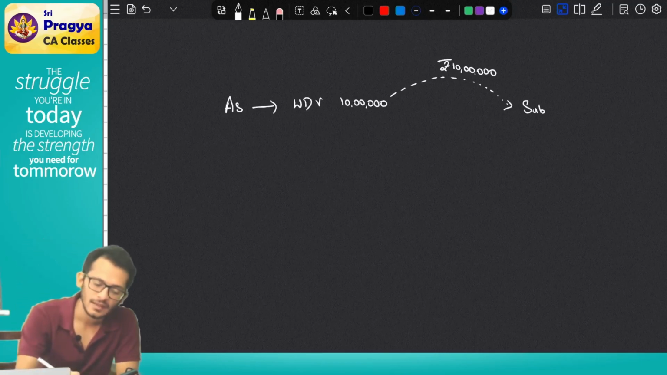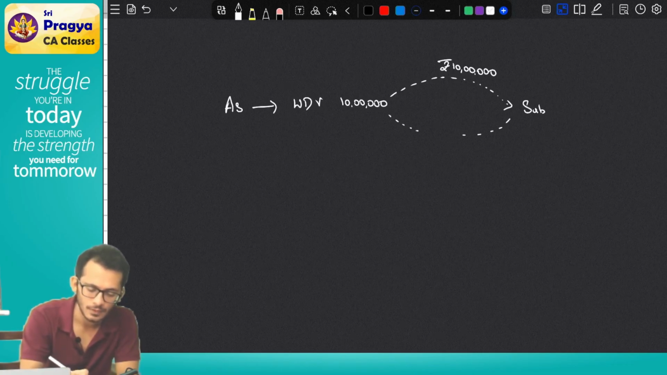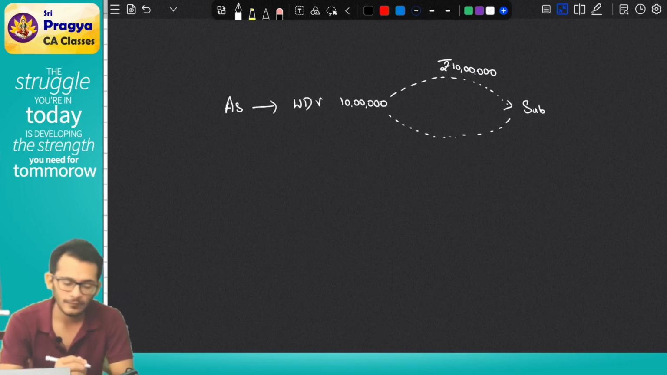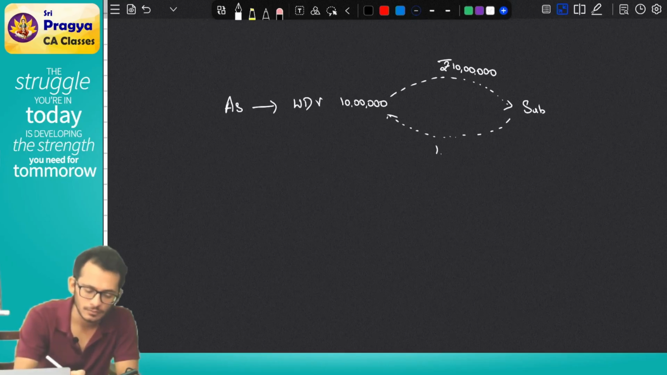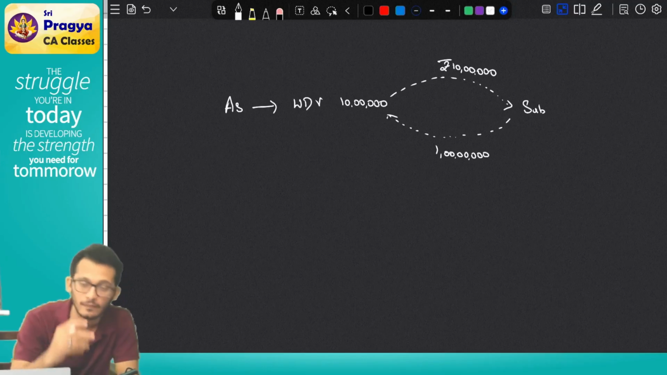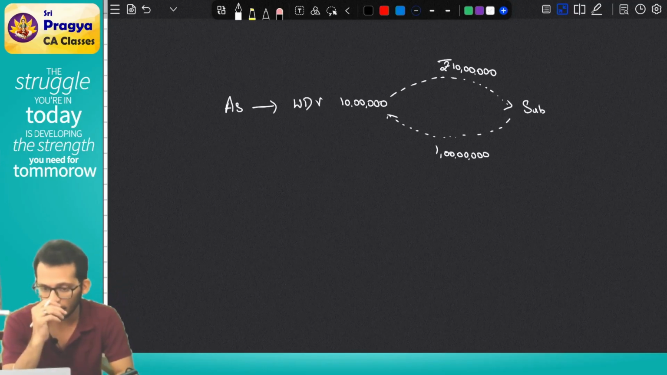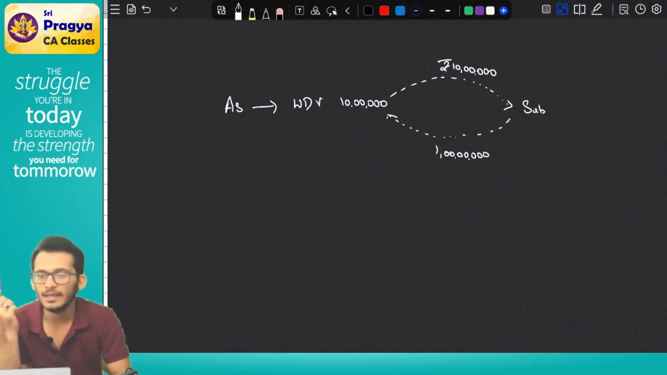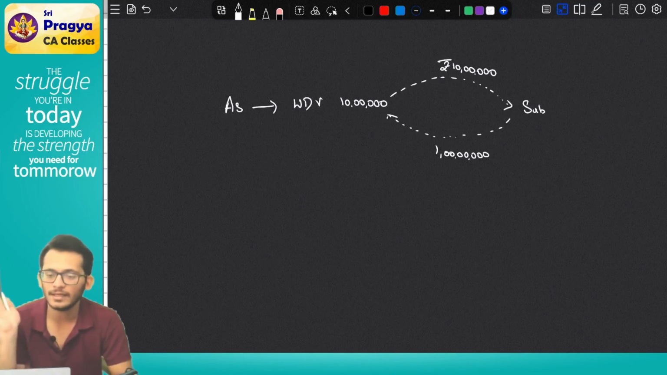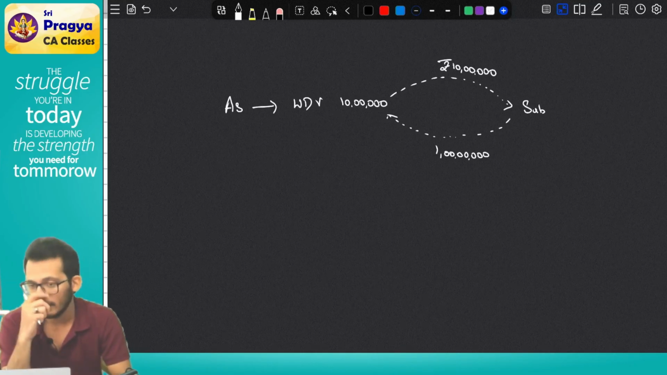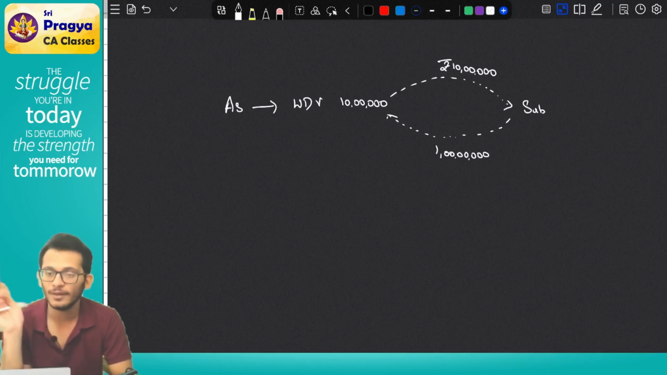Then I went to this person and said, dear sir, do one thing. You again give me back the asset for 1 crore. How much? 1 crore. Why did I ask him to give it for 1 crore? Because he has losses. He will get a profit of 90 lakhs and he will set off the losses and exhaust his losses. For me, what is the benefit, Rahul?